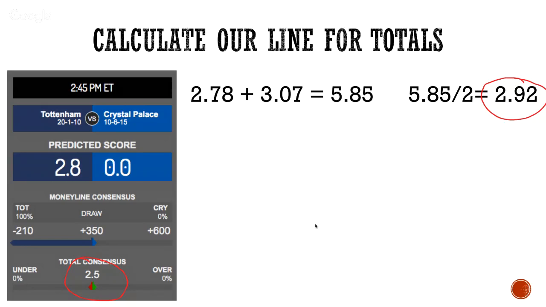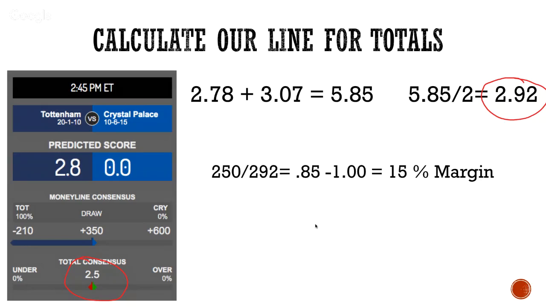So again, the odds maker line is 2.5. Our totals line is 2.92. So you remember from the other example, you take the lower number. It doesn't matter which side it's on. If it's our line or the other line, you take the lowest number and put that on top and put the big number on the bottom. So 250 divided by 295 equals 0.85. Minus 1 equals a 15% margin.